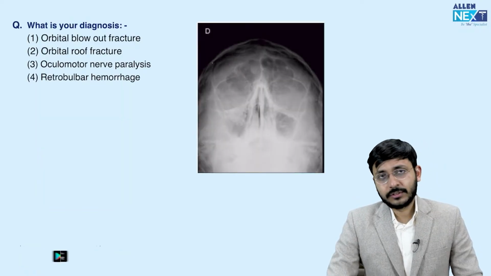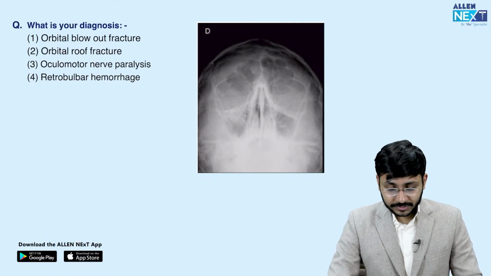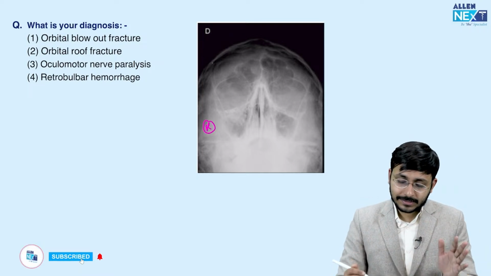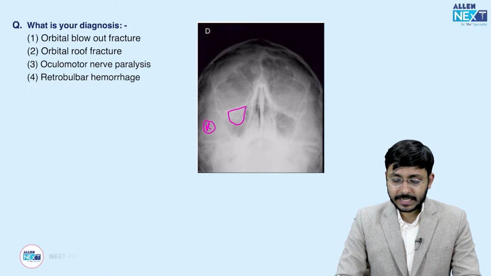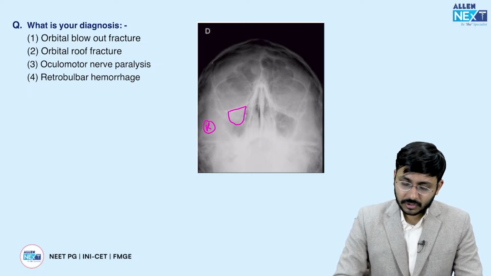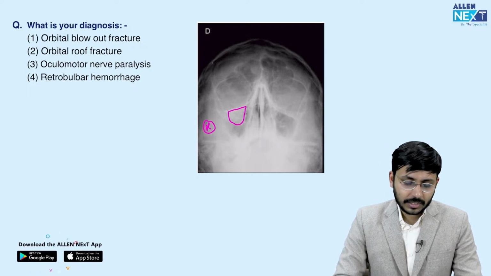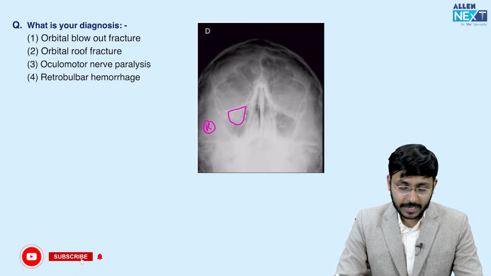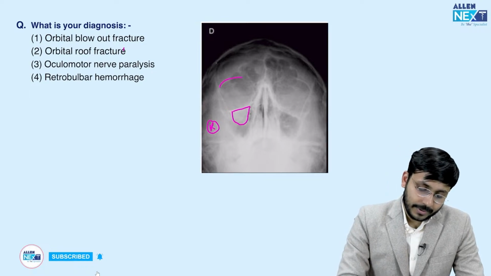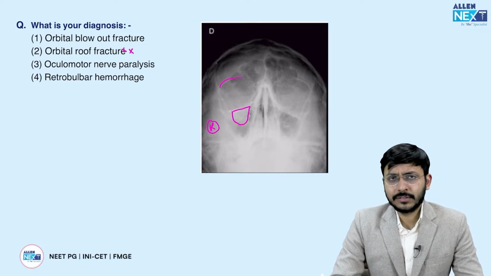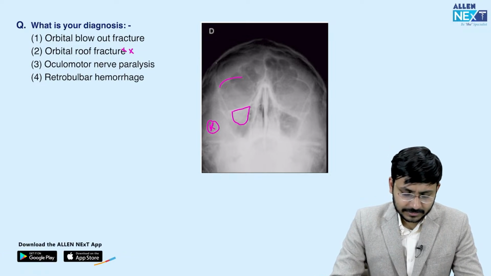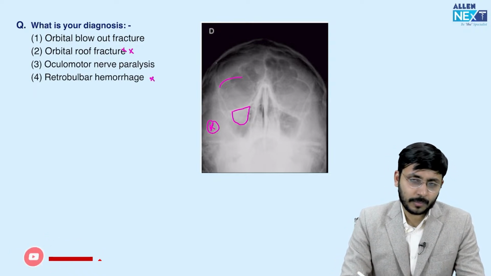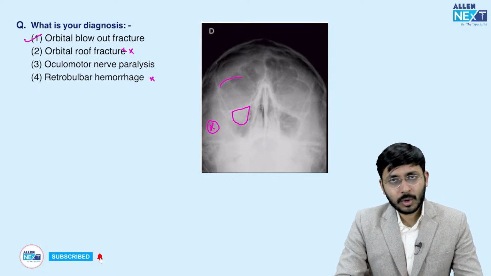What is your diagnosis? So this is a Waters view that is given to us, and on the right side we see that the right maxillary sinus has this radiopacity within, and that is not present on the left-hand side. So among the given options, what can it be? Orbital blowout fracture, orbital roof fracture. So roof is at the top, so it cannot be roof. Oculomotor nerve paralysis will not have a radiopacity in the maxillary sinus, and neither will a retrobulbar hemorrhage. So retrobulbar hemorrhage is also not the option here. The answer is an orbital blowout fracture.